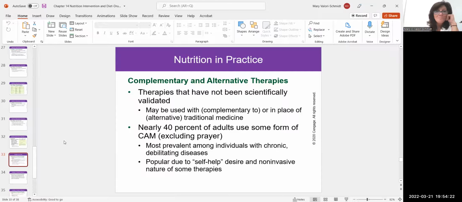Yeah. So let's see. Oh, this is my favorite, complementary and alternative types of therapies. This is saying that about 40% of adults use some form of either a complementary or alternative therapy, excluding prayer. I didn't realize that was the therapy. Okay.